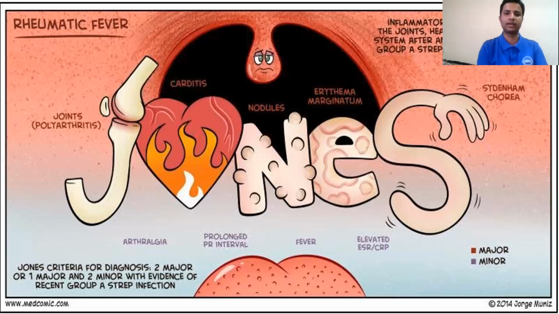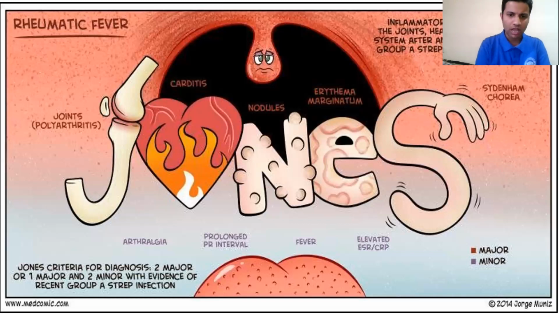Then we have two late manifestations, which include subcutaneous nodules and Sydenham chorea, which is purposeless involuntary muscular actions, which is manifested in change in speech, handwriting, and other nervous system manifestations.